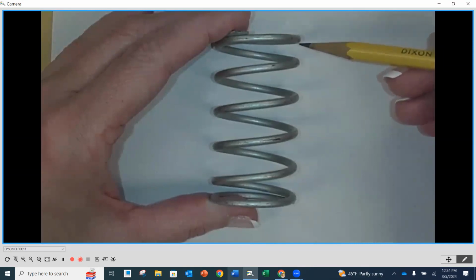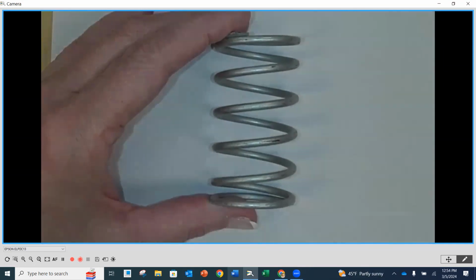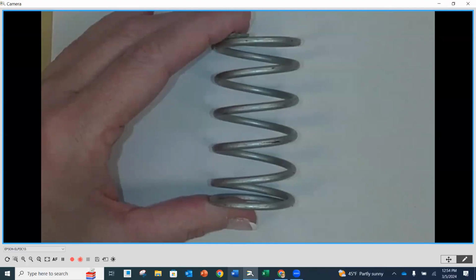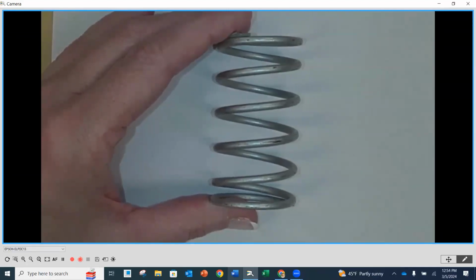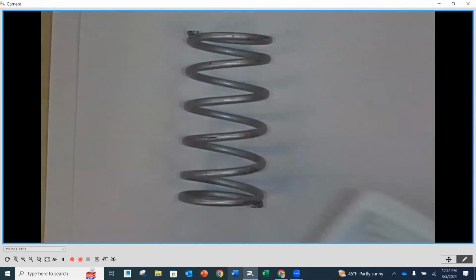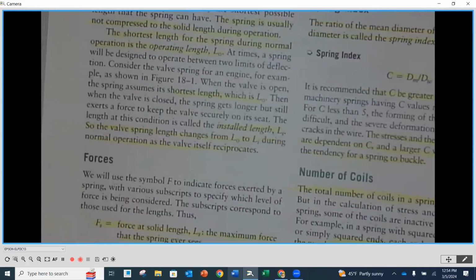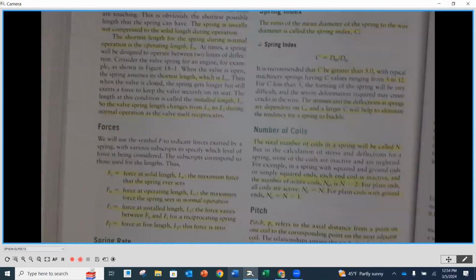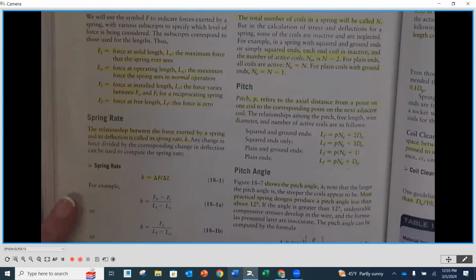And that distance, that linear distance along the length, would be the pitch. Like I said, it's very similar to when we determine the pitch on a thread. Okay, one point to the next, it's that distance. Now to calculate the pitch or to see the relationship, there are a couple of equations that they're identifying here.